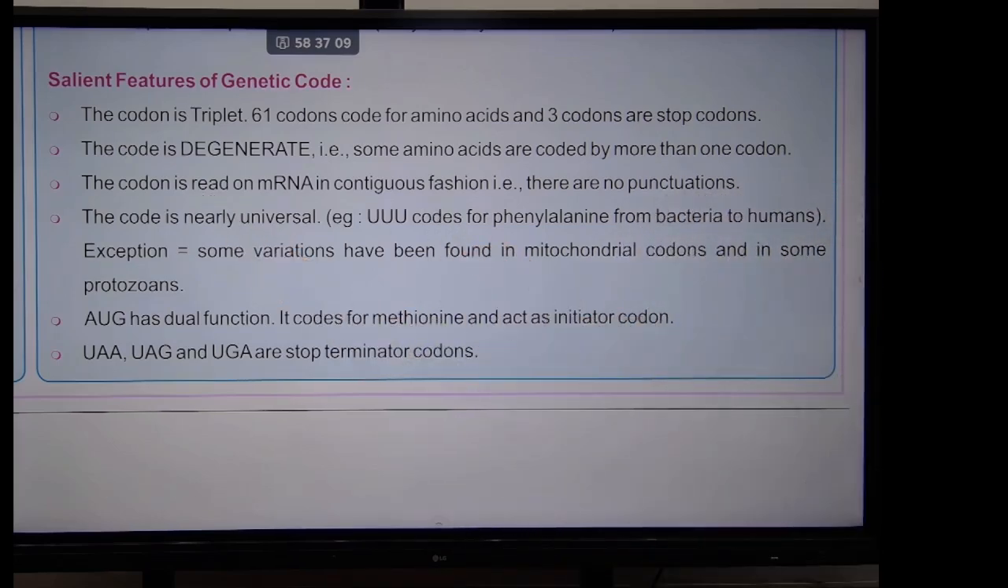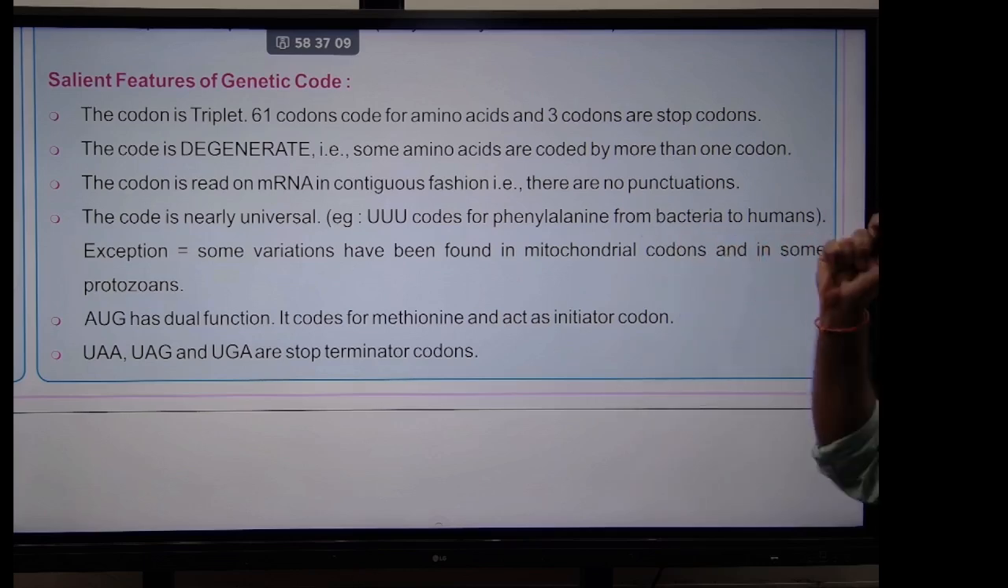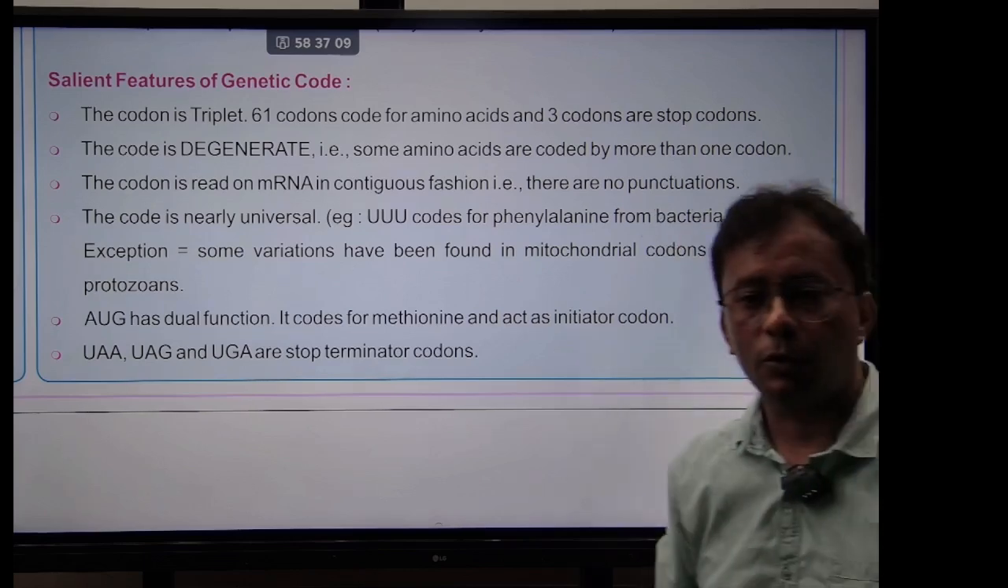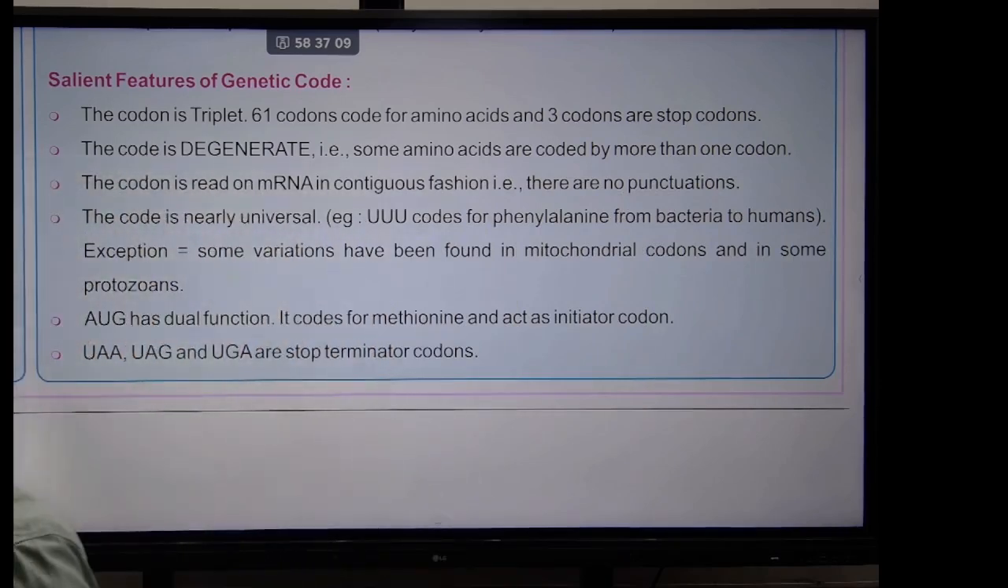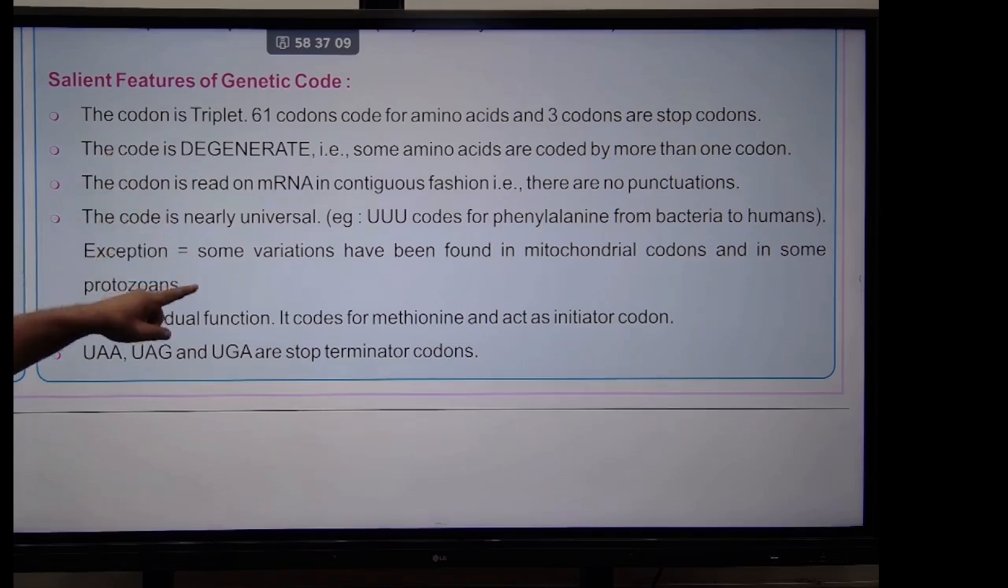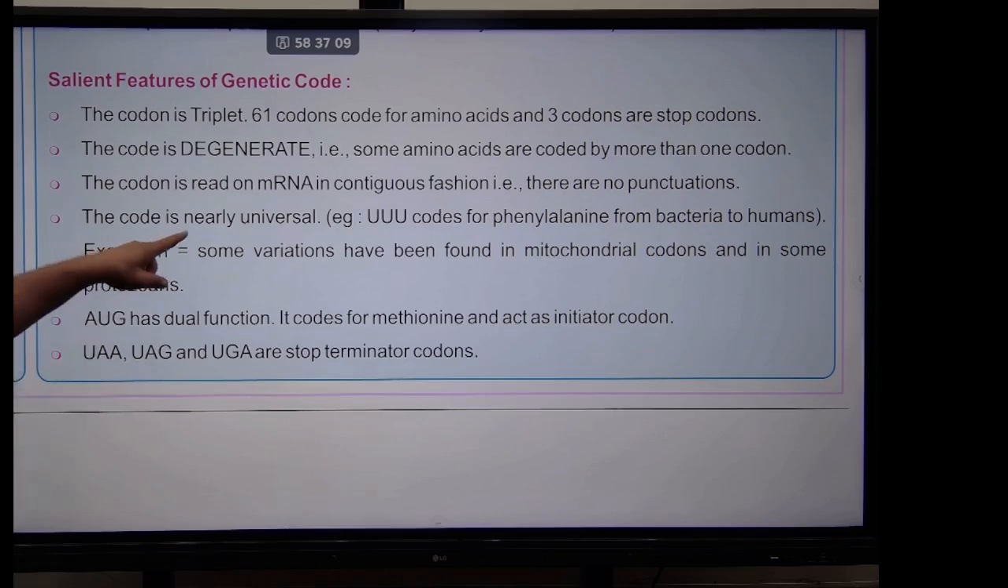Next one. The codons are read on mRNA in a continuous fashion. That means there are no punctuations. When we write the genetic code, we do not use any kind of punctuation. It's a continuous sequence. The code is nearly universal. For example, UUU codes for the amino acid phenylalanine from bacteria to humans. That means every living system uses the same type of genetic code. That's why it is called universal.